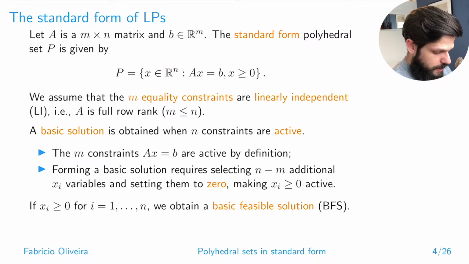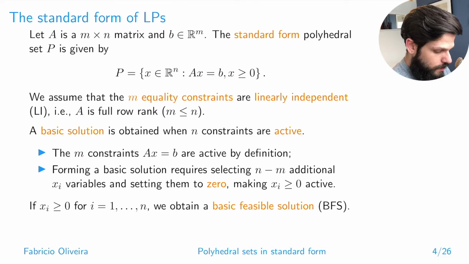So whenever we're thinking about a problem represented in a standard form, you are given from the get-go m constraints that are active. The reason for that is that they are equality constraints, which is the very definition of active constraints. So you are always satisfying equality constraints at the hyperplane, at the boundary, right? Because you're not defining a half space, you're just defining a hyperplane. So you already have m of them.